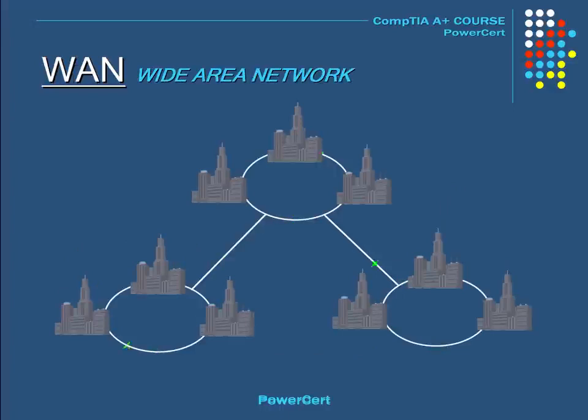And finally, there is the Wide Area Network, or WAN. A WAN is the largest type of network. It's a network that spans over a large geographical area, such as a country, continent, or even the entire globe. A good example of a wide area network is the Internet.